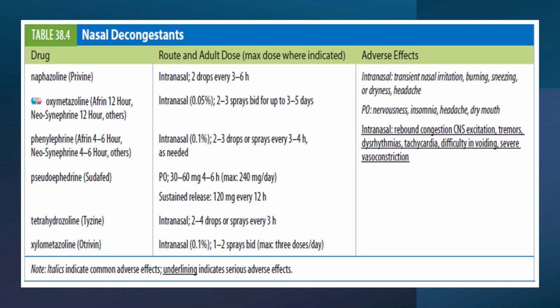It is interesting to note that some over-the-counter drugs having the same basic name, such as Neo-Synephrine, Afrin, and also Vicks, may contain different sympathomimetics. For example, Neo-Synephrine decongestants with 12-hour duration contain the drug oxymetazoline. Neo-Synephrine preparations that last 4 to 6 hours contain phenylephrine.